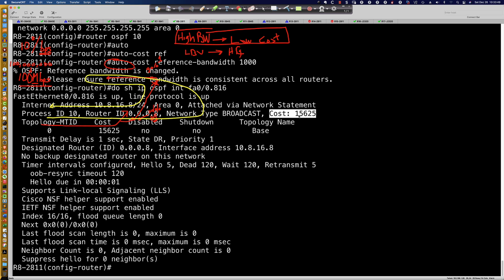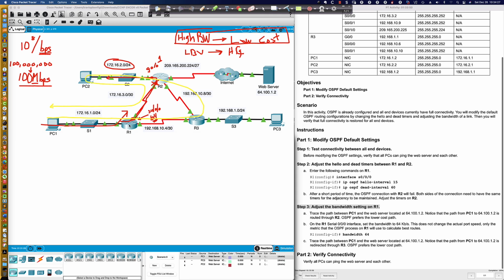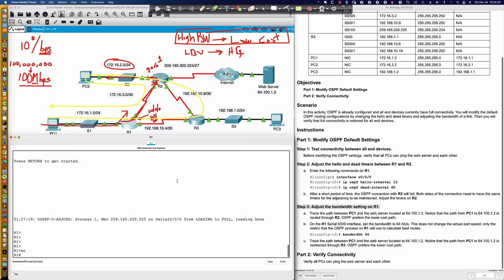And as you can see, again, it's an inverse relationship. The faster the bandwidth, the lower the cost. However, here we lowered the bandwidth down to 64, and that is what drove the cost up. It's that inverse relationship between bandwidth and cost. So now router 2 is the only router using this new formula locally to assign costs to its OSPF interfaces: 1 billion bits per second divided by the interface speed in bits per second. And we would want that to be the same across all the routers.